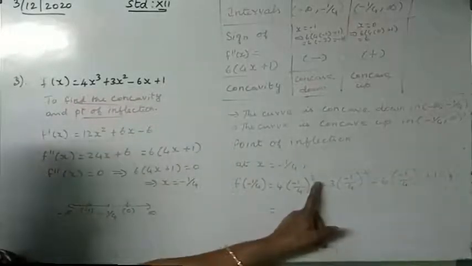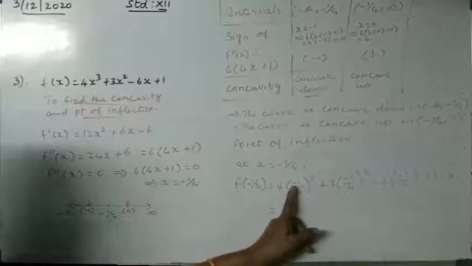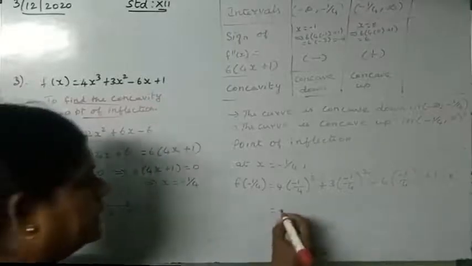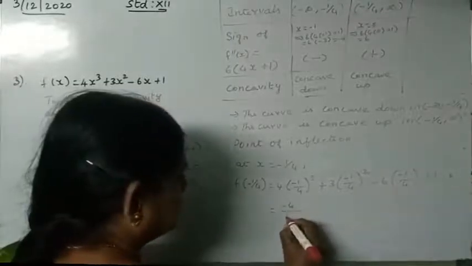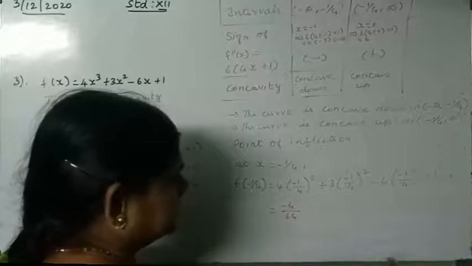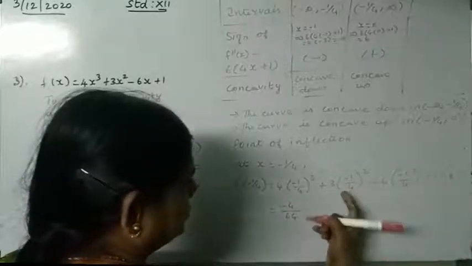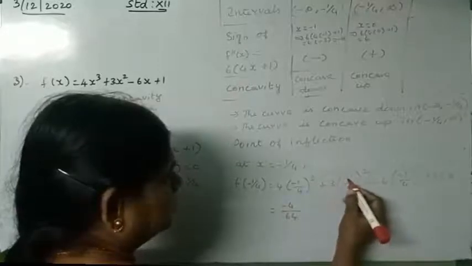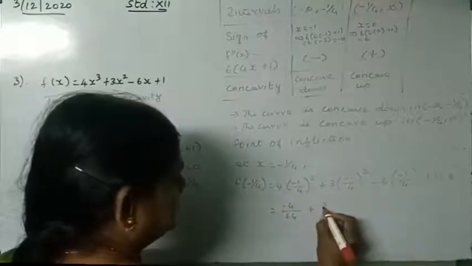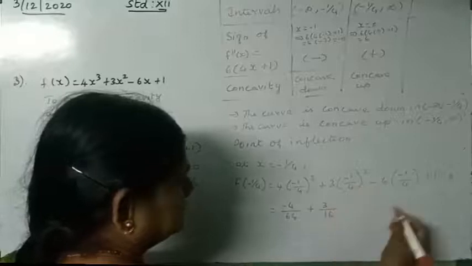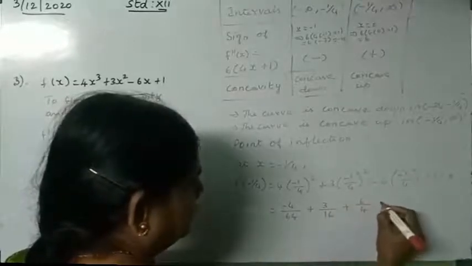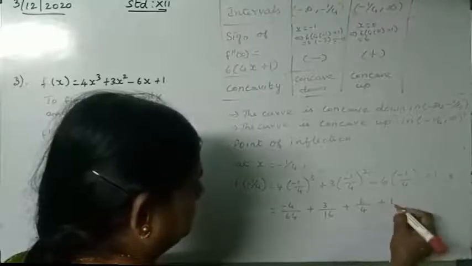So it has an odd number power, so it attains a minus sign. 4 power 3 is 64. So minus 4 by 64. 4 4s are 16, 16 4s are 64. Here it is the even power, so it gets its positive sign. So 3 by 16. 4 4s are 16. Minus minus plus 6 by 4 plus 1.